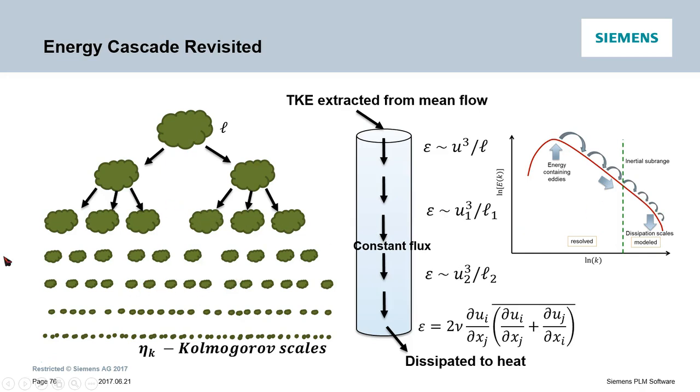And the smallest scale is where the viscous effects dominate and eddies dissipate to heat. And these smallest scales are known as Kolmogorov scales. Kolmogorov hypothesized and experiments confirmed that at sufficiently high Reynolds number, there exists a range of wave numbers where energy is neither produced nor dissipated, but simply transferred from larger scales to smaller scales. In other words, these small scales are somewhat passive and simply mopping up whatever energy is passed to them.